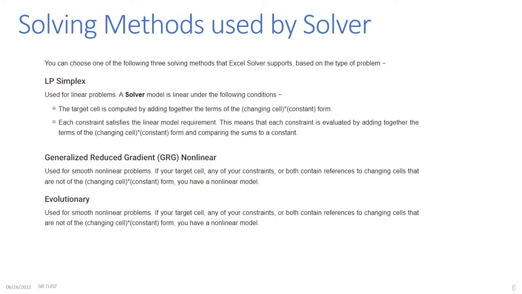Generalized Reduced Gradient, so GRG Nonlinear, used for smooth nonlinear problems. If a target cell, any of your constraints, or both contain references to changing cells that are not of the changing cell times constant form, you have a nonlinear model. Then we also have the Evolutionary method, used for non-smooth problems. If a target cell, any of your constraints, or both contain references to changing cells that are not the changing cell times constant form, you have a nonlinear model.